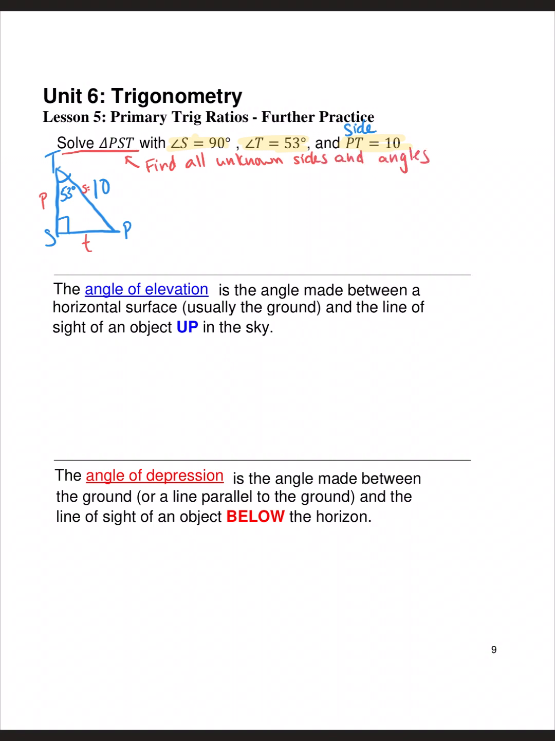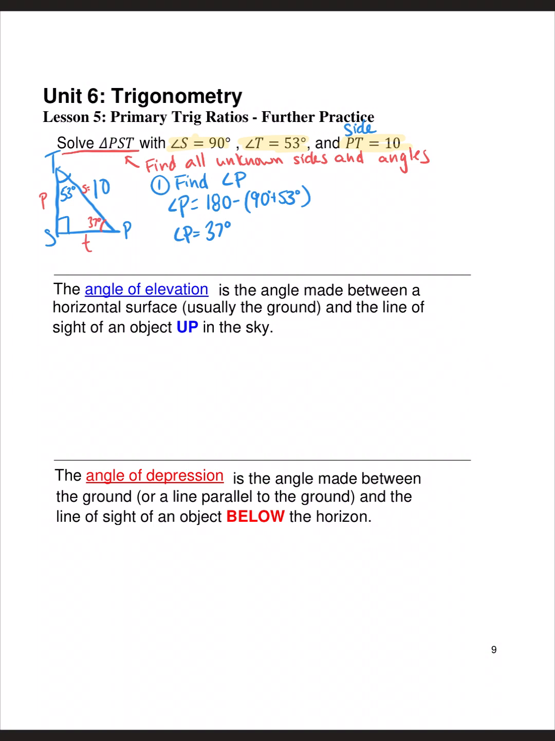So let's start with the easiest of the three. We can easily find that third angle. So let's find angle P. That's just the sum of our interior angles, right? We already have two angles: a 53-degree angle and a 90-degree angle. So we're going to add those together and subtract them from 180 degrees. So we'll have that angle P equals 37 degrees. I'm just going to label that in here, 37 degrees.